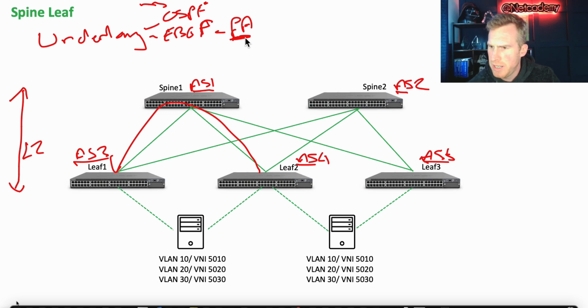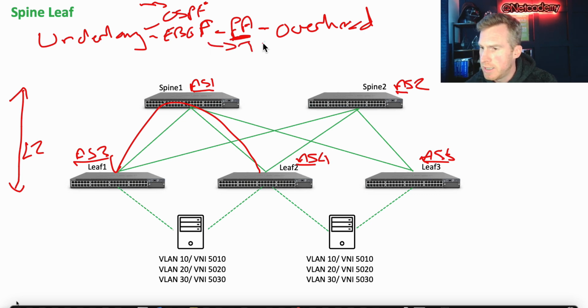But with eBGP, the downside is all that extra overhead. It is complex. It's a lot more of a heavy load on the routing table, and not to mention, it's running on TCP port 179. So you're going to have a lot more TCP connections running throughout your data center, and you need to ask, is that something you actually do want? All those TCP connections are going to be using up some amount of bandwidth, but it's a consideration that you do need to take into account.